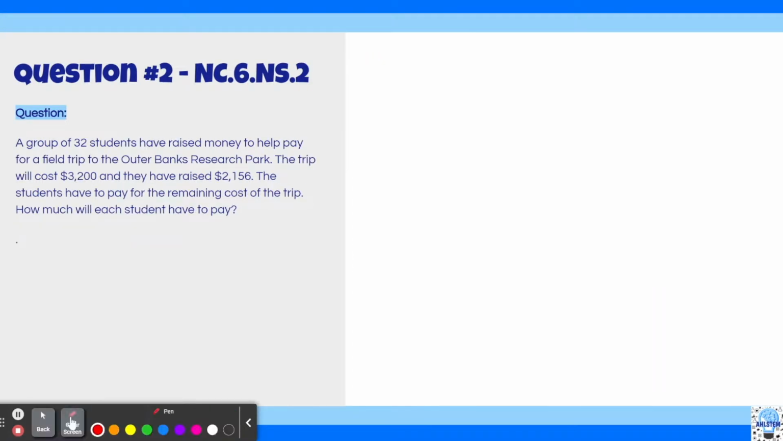Let's do problem number 2. So, a group of 32 students have raised money to help pay for a field trip to the Outer Banks Research Park. The trip will cost $3,200 and they have raised $2,156. The students have to pay for the remaining cost of the trip. How much will each student have to pay?